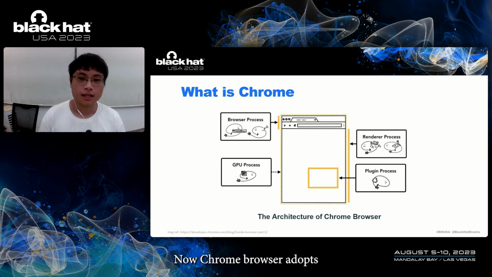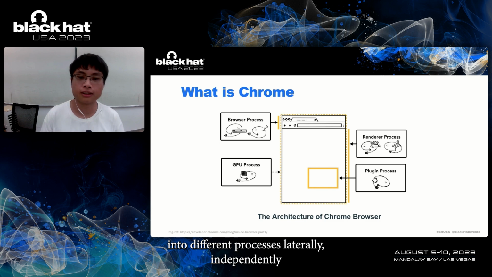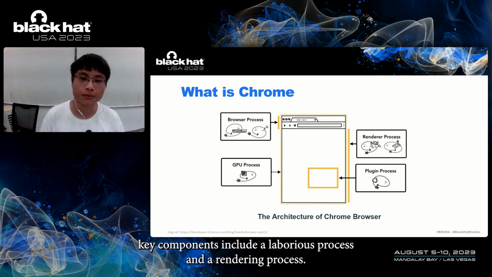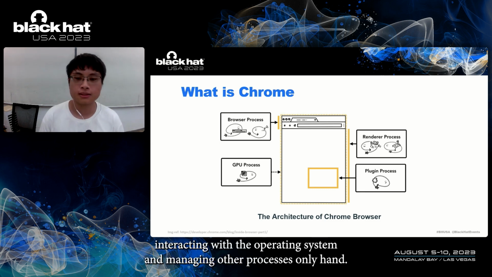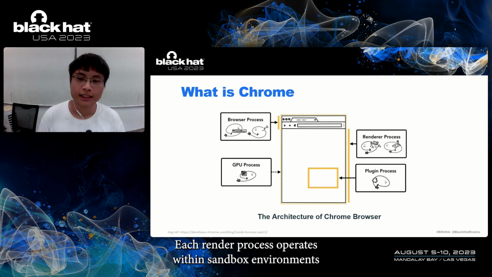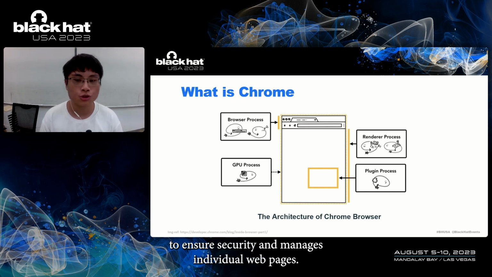The Chrome browser adopts a multi-process architecture. This design divides the browser's tasks into different processes that run independently. Key components include the browser process and the render process. The browser process is responsible for handling the user interface, interacting with the operating system, and managing other processes. On the other hand, each render process operates within a sandbox environment to ensure security and manages individual web pages.